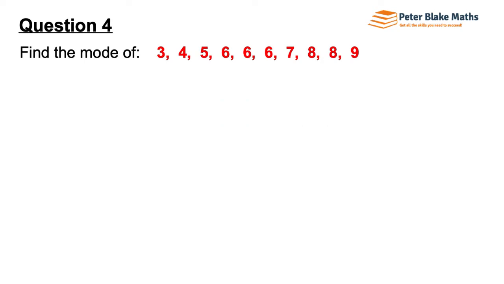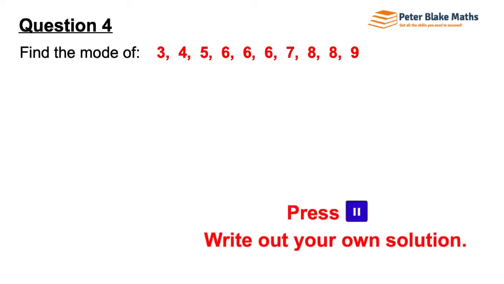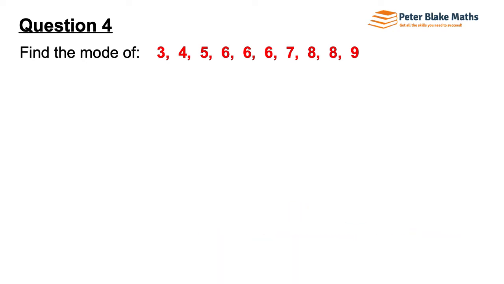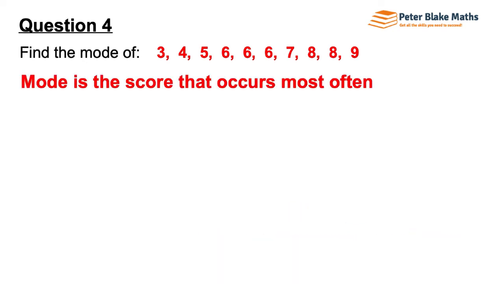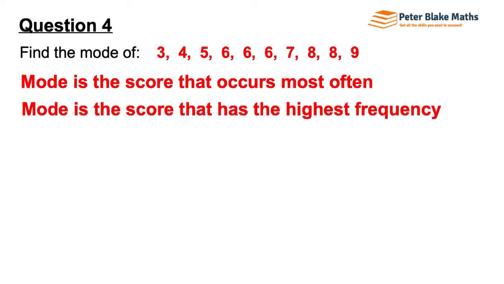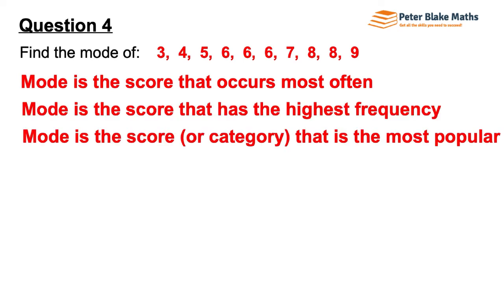Question 4. Find the mode of 3, 4, 5, 6, 6, 6, 7, 8, 8, 9. Now, there are a few ways to think of the mode. It can be defined as the score that occurs the most often. The mode can also be the score that has the highest frequency, or the score that is the most popular. So that's all saying the same thing really, just subtly different versions of the same definition.